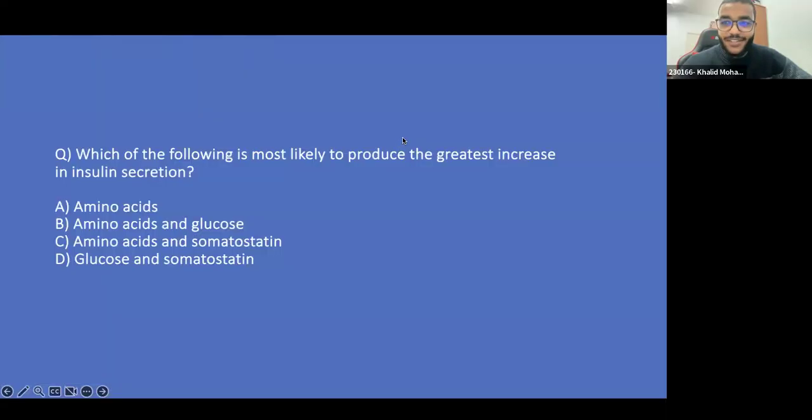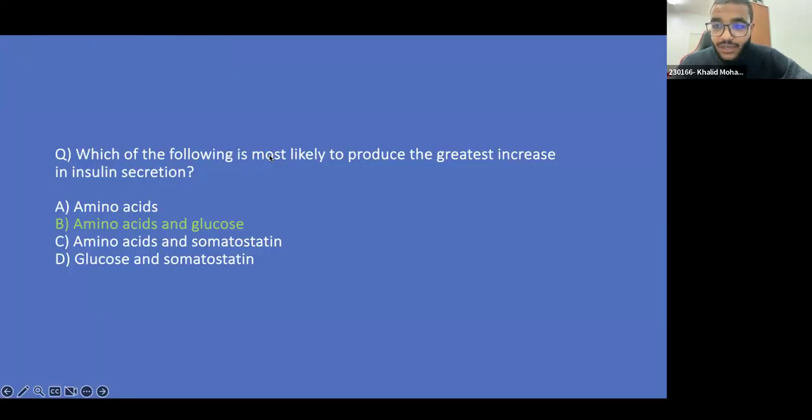Okay. So let's start with the last couple of lectures on insulin, glucagon, and diabetes. The first question: which of the following is most likely to produce the greatest increase in insulin secretion? I have two B's. Okay, it's a straightforward question.